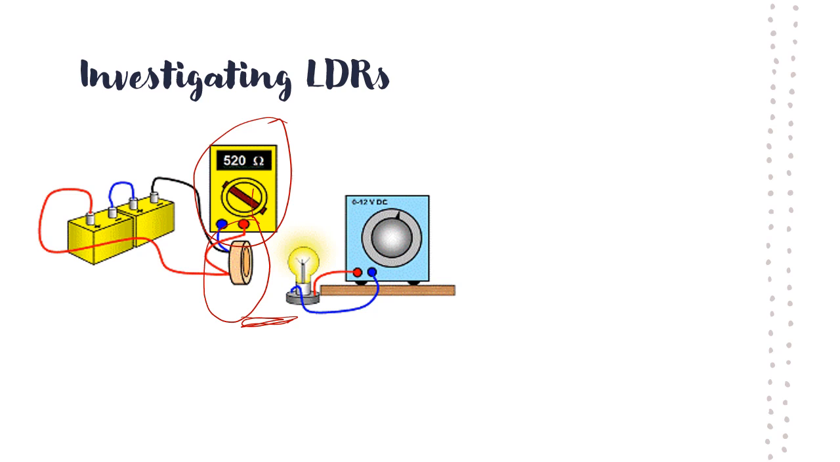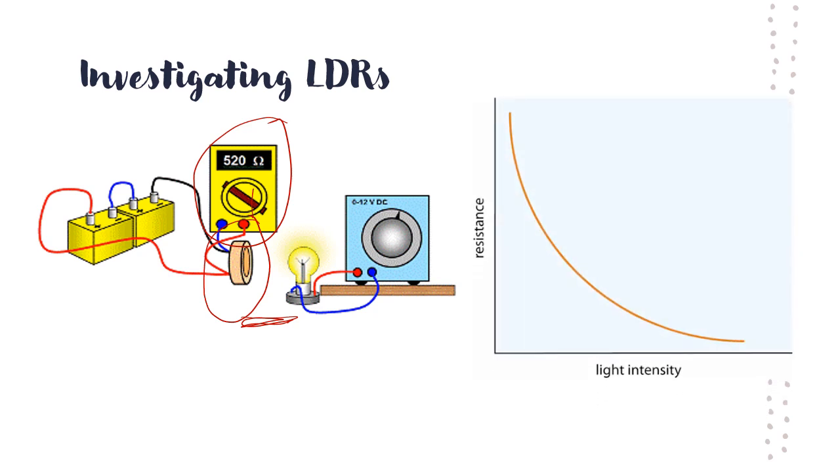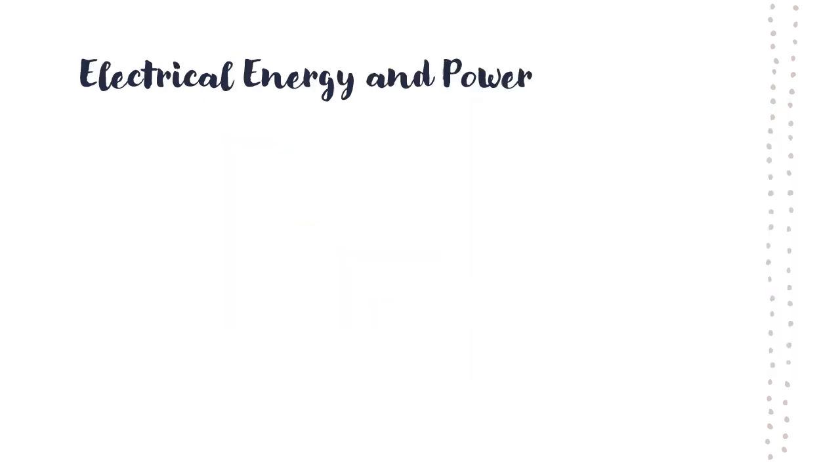Each time you will see what the ohm meter shows as a resistance, and if you plot the graph, you can see that it is a very similar graph to the thermistor. So here also you can see initially as light intensity increases, there is a large decrease in resistance, but thereafter, for increase in light intensity, the resistance decreases quite gradually.